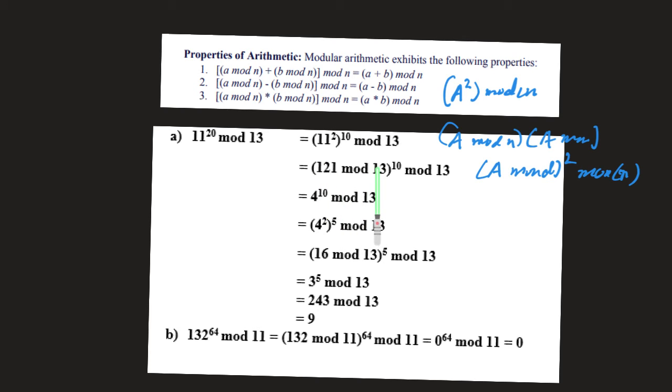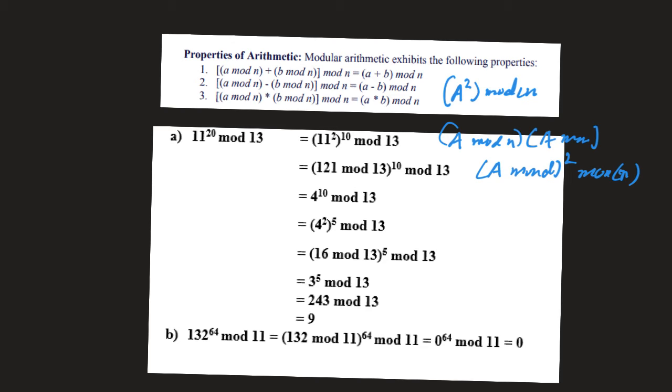So that is simplified a lot, and you have 4 to the 10th, and then you apply the same rule further. Basically the modulus 13 can go in, so you develop 4 squared to the 5th, and you put 16 modulus 13 raised to power 5, and that gives you a 3. So you have 3 to the 5th, which is 243, and you can calculate that by hand, and then you end up with a 9. I'm sure you can try this problem.